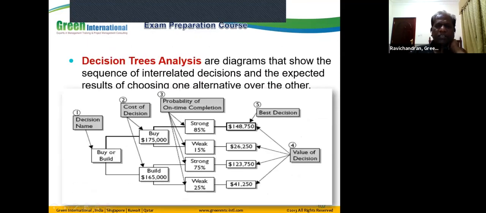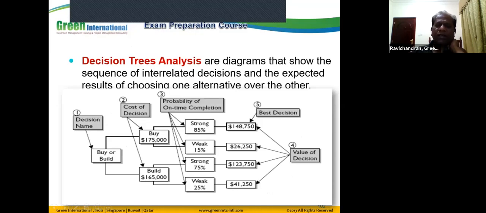The next is decision tree analysis. For example, I need to take a decision whether I need to buy or build. Buy means we either appoint a third party to do the work or we need to do it ourselves. That's what we need to decide. So when I want to buy, say I have to spend $175,000. When I want to build, I need to spend say $165,000.